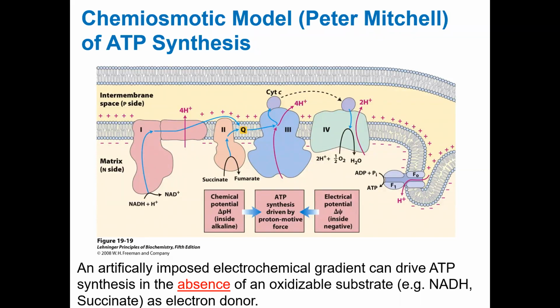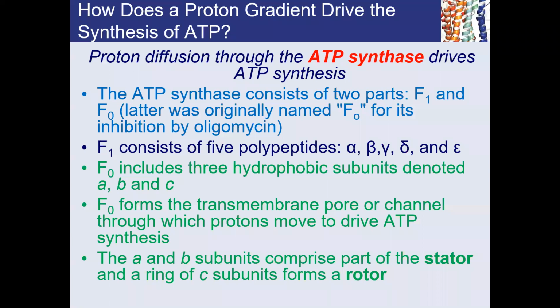All right. So the question always is, how does a proton gradient drive the synthesis of ATP? And I have shown you the structure of F0, F1 ATP synthase early on in my lectures. F0 was named because it gets inhibited by oligomycin. So that's where the naming comes from. Many times, chemists and biologists have a little weird way of naming things.